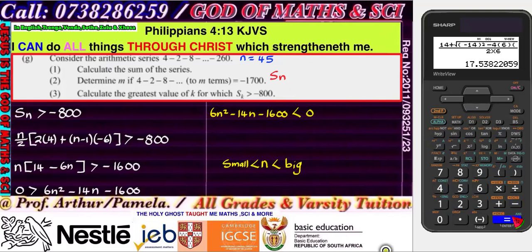So there's the first number. That number is positive. So let's write it down. I'm just going to note it down. We've got 17,54.